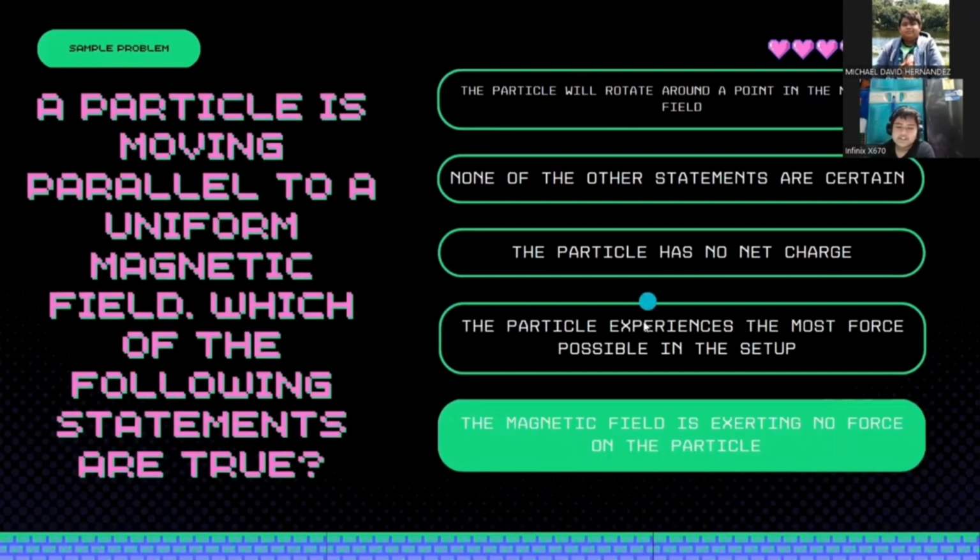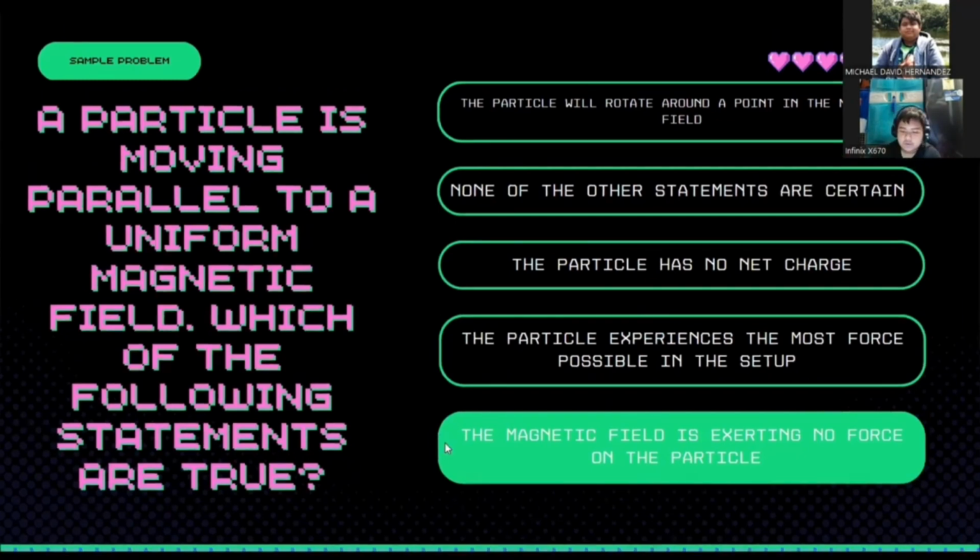So the right answer is the magnetic field is exerting no force on the particle. So why is it so that the magnetic field is exerting no force on the particle? F is equal to force, charge times velocity cross B.